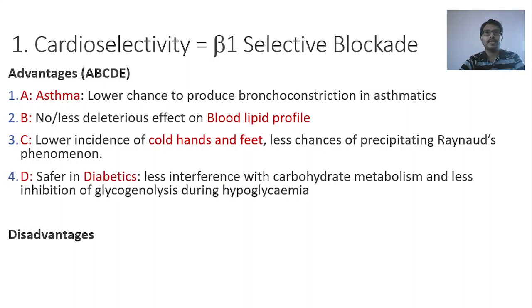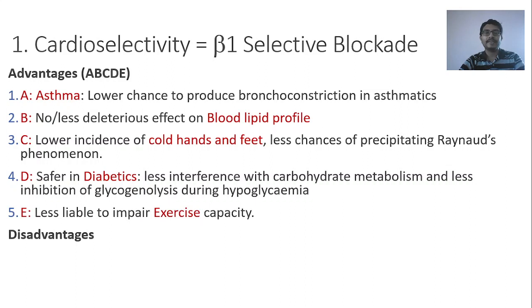D is for diabetes. Non-selective beta blockers often interfere with carbohydrate metabolism. The cardioselective beta blockers, on the other hand, have action only on beta 1 receptors. They do not have action on beta 2 receptors and other receptors. As a result, they are safer in patients who are having diabetes.